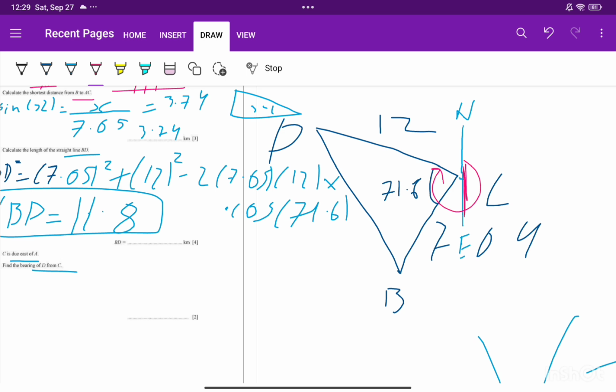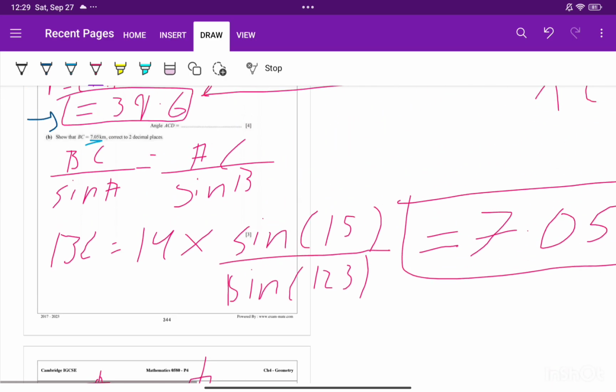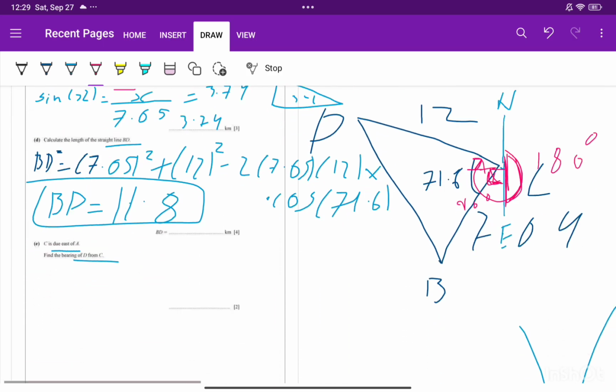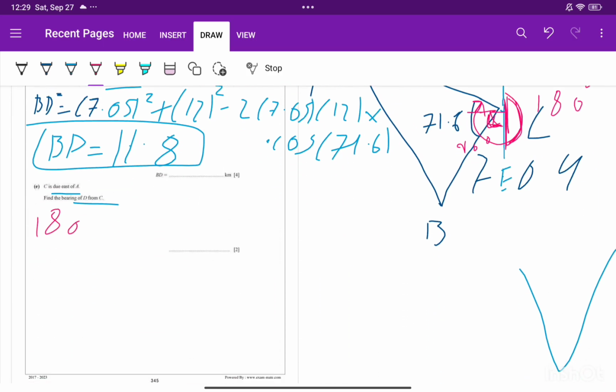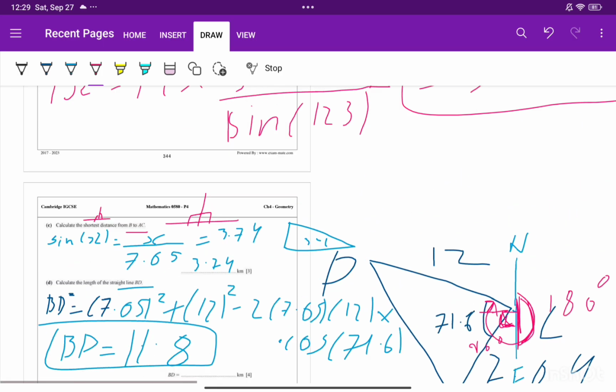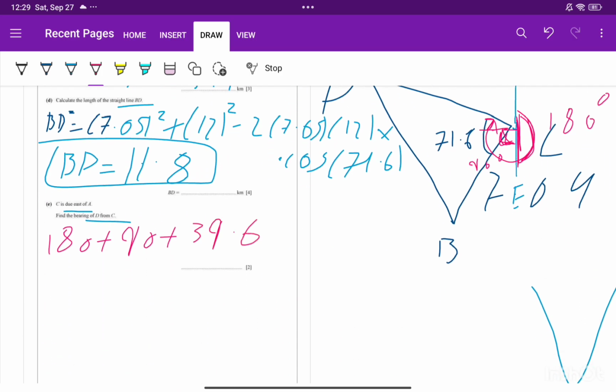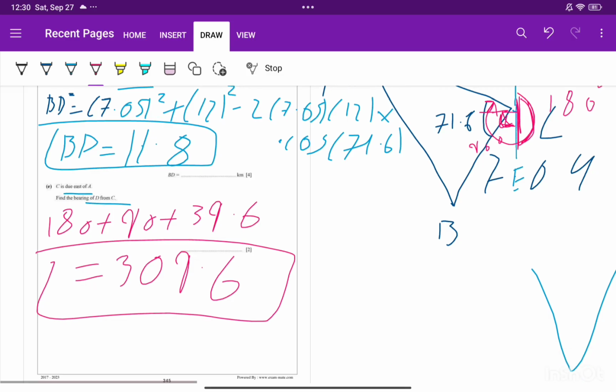As this is a straight line, this angle will be 180 degrees, and this becomes 90 degrees. So this is 90 degrees, and only this angle is left, and we know this angle ACD, which we found to be 39.6. So we will say 180 plus 90 plus 39.6. This will give us the answer 309.6. So this is our answer.